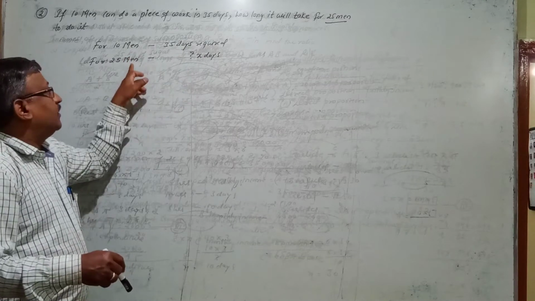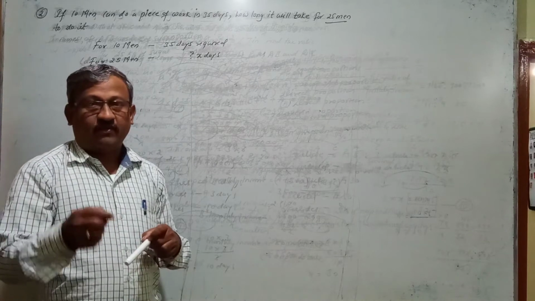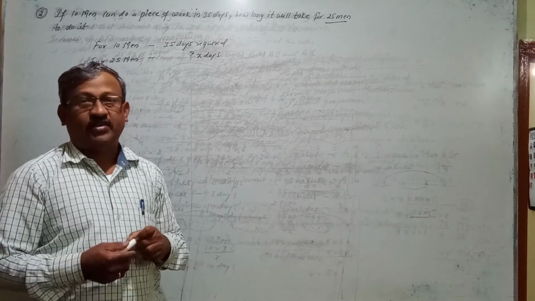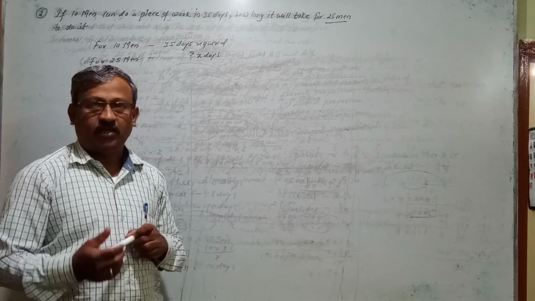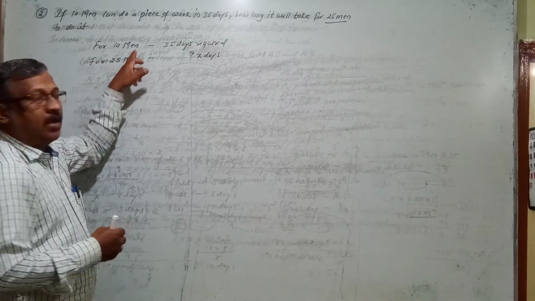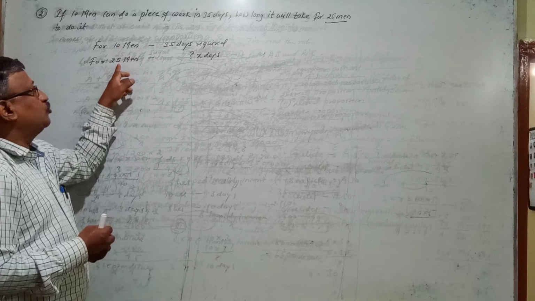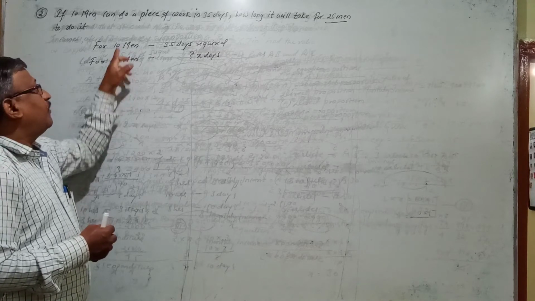So one is increasing, another one is decreasing. So when one is increasing, another one is decreasing, or when one is decreasing, another one is increasing. So it is said to be which proportion? Inverse proportion. And when the proportion is inverse, how do we write the ratio? It is written opposite. Instead of writing 10 is to 25, we have to write 25 is to 10.